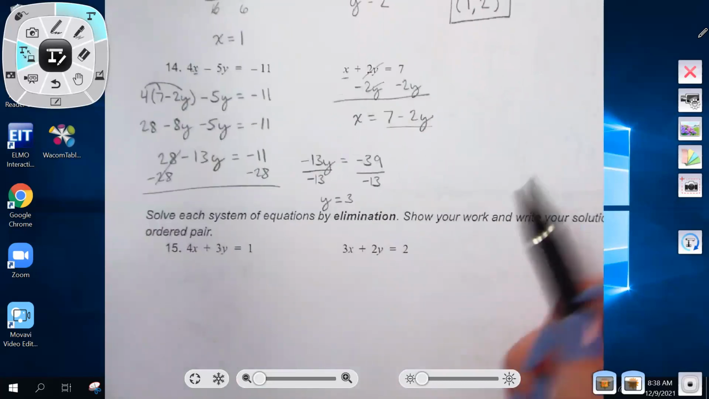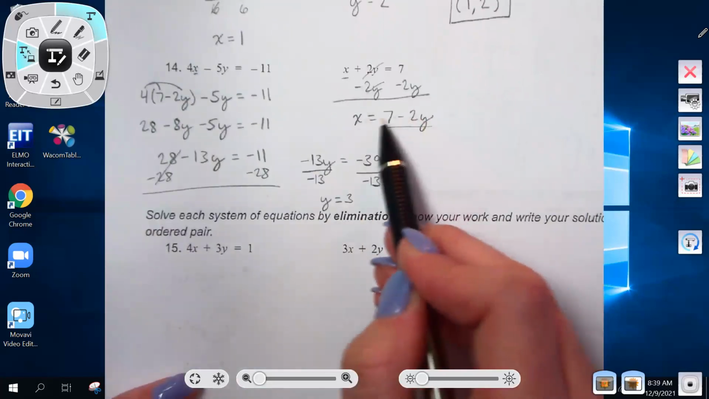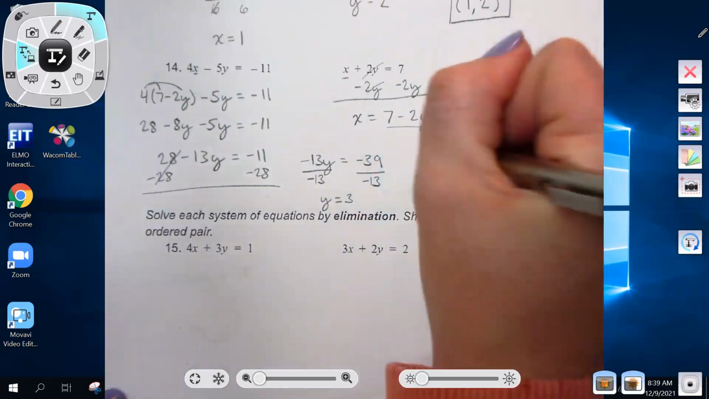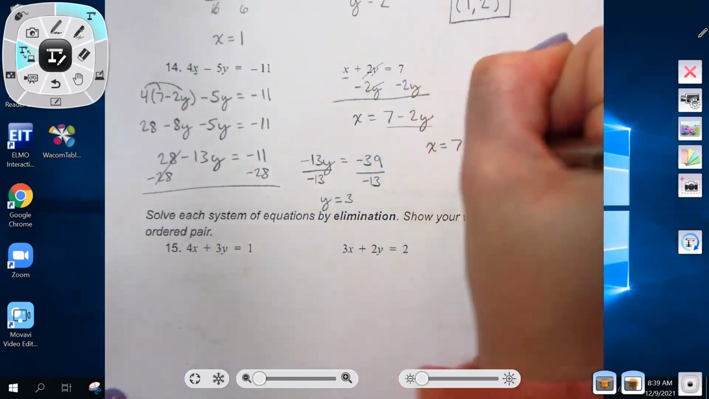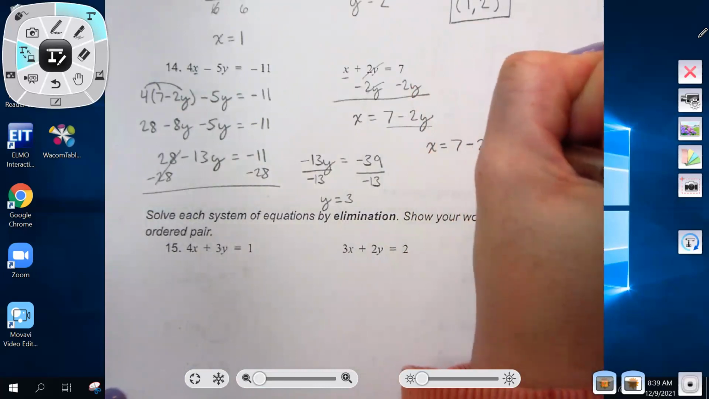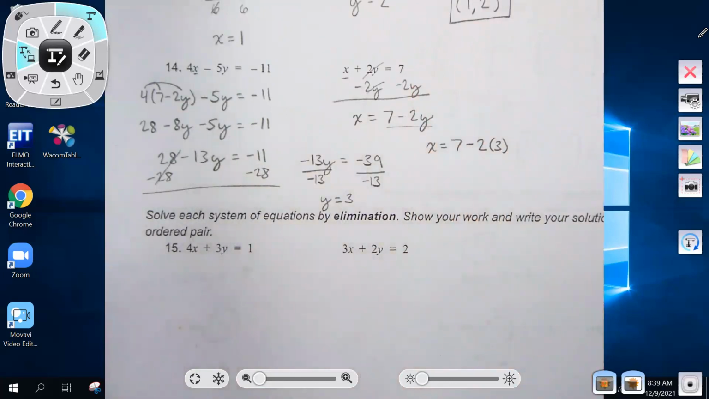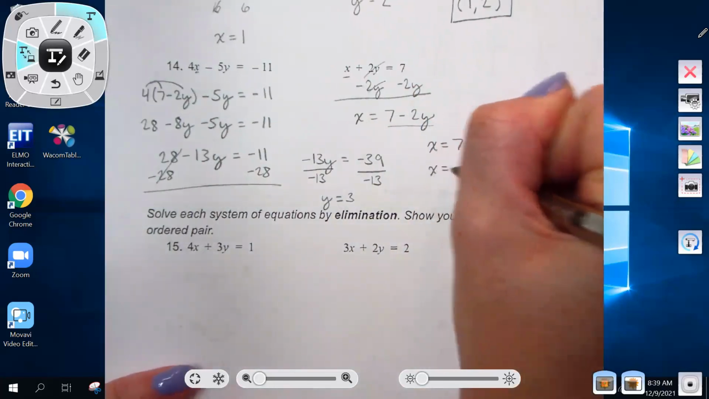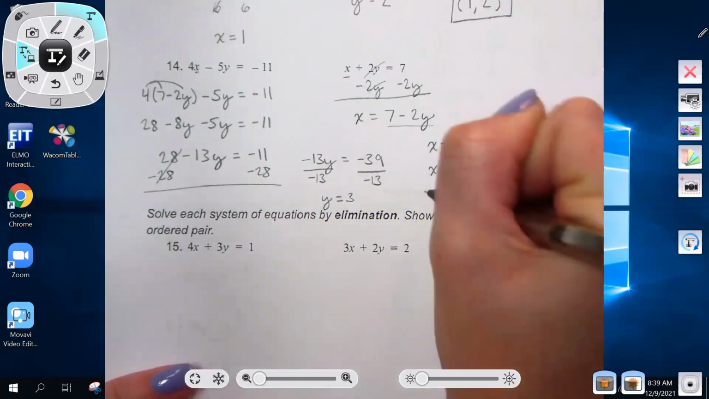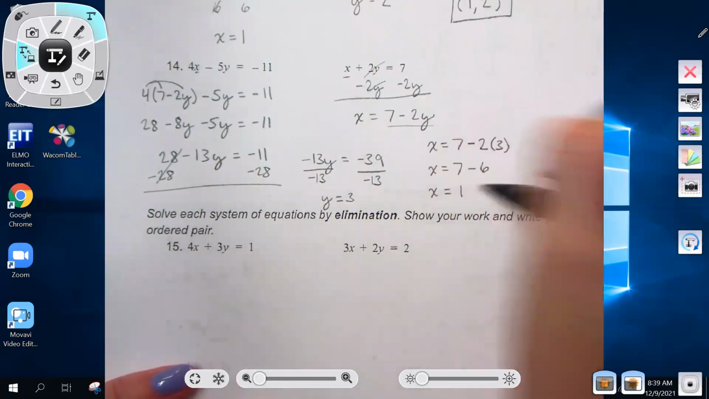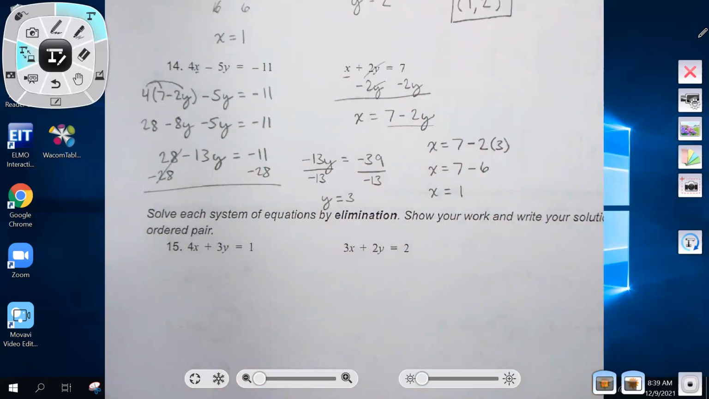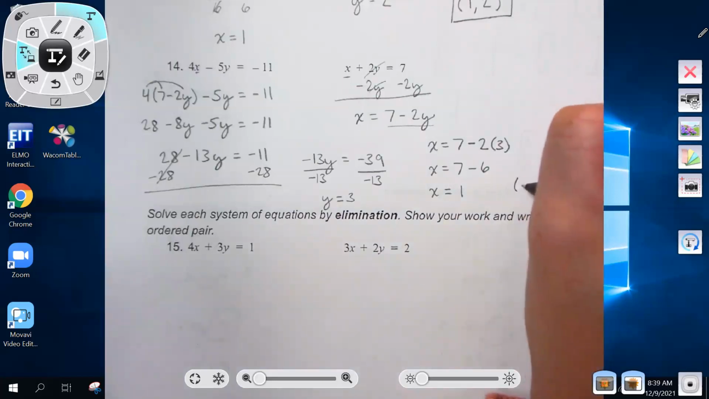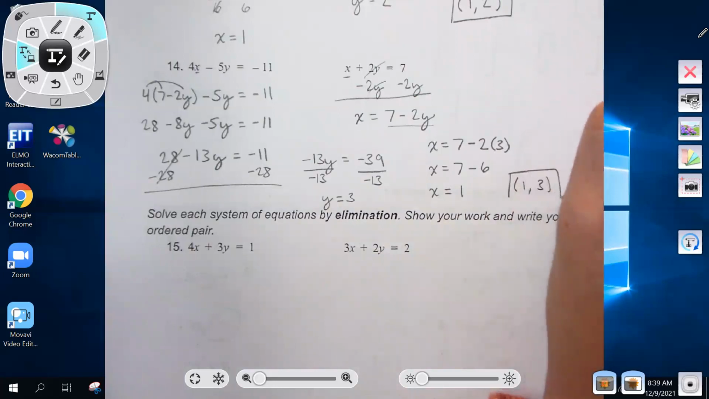We can take that value for y and plug it back into this equation that we already solved for x. So x equals 7 minus 2 times 3. Two times 3 is 6, and 7 minus 6 is 1. So our solution as an ordered pair: x value is 1, y value is 3.